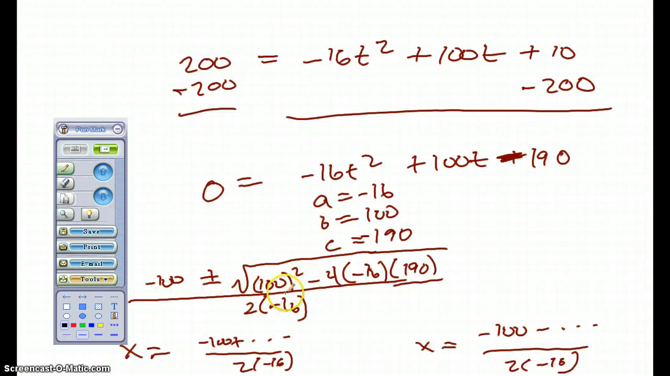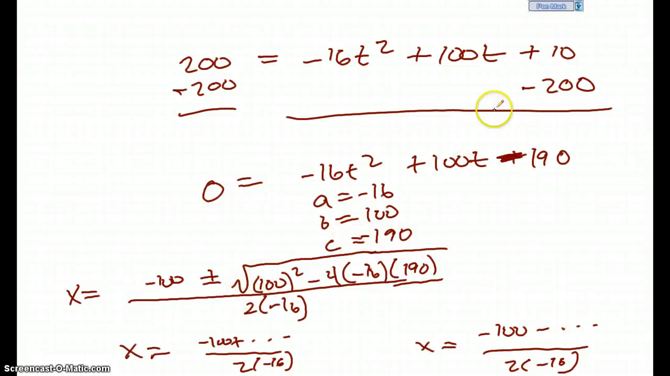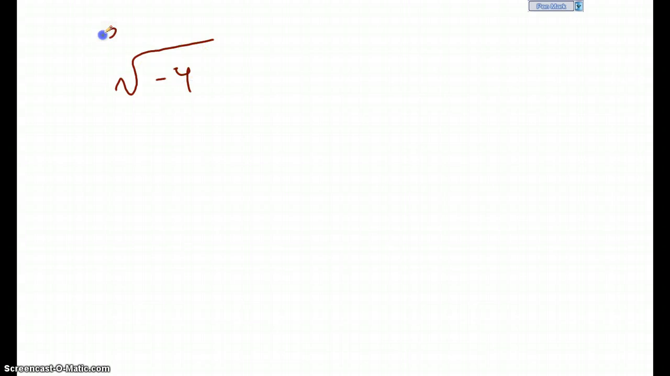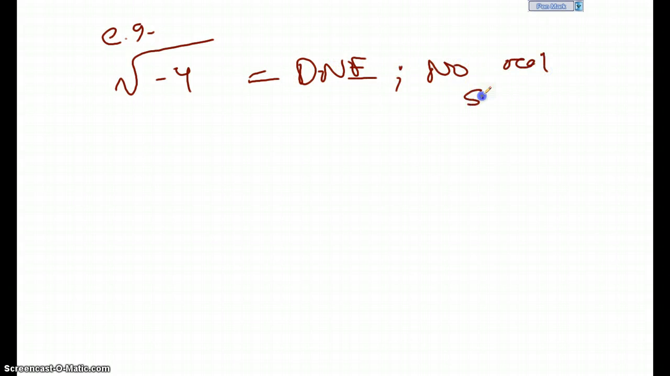Well, the only reason we would get a non-real answer is if we take the square root of a negative. The square root of negative 4, for example, does not exist. There is no solution, no real solution. And that's why we're getting this non-real answer.